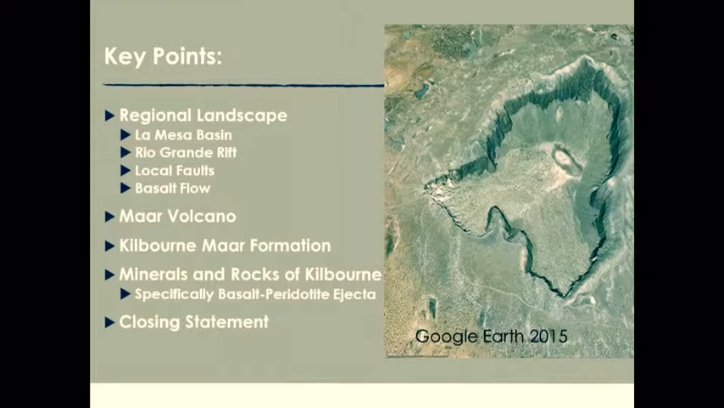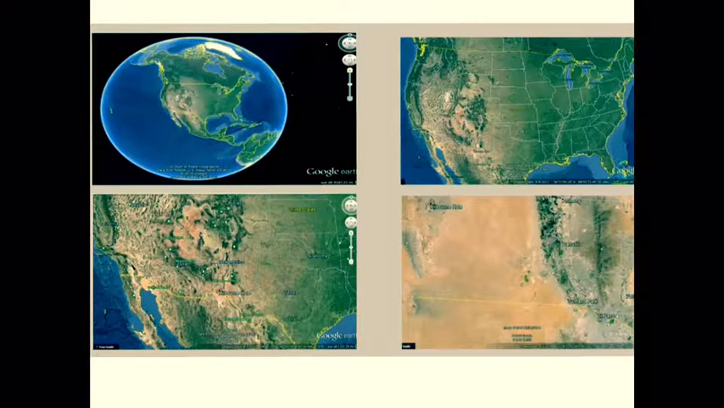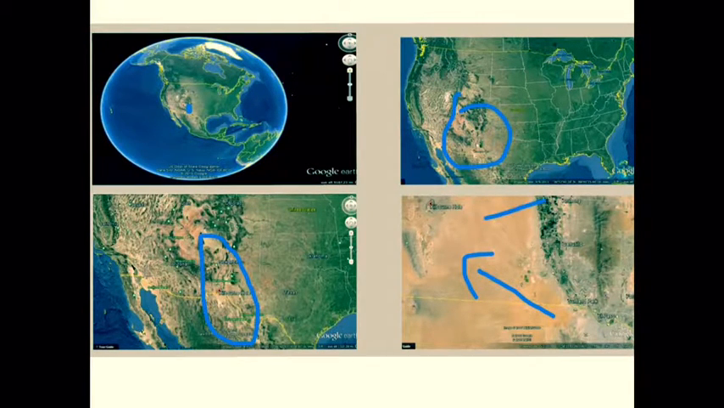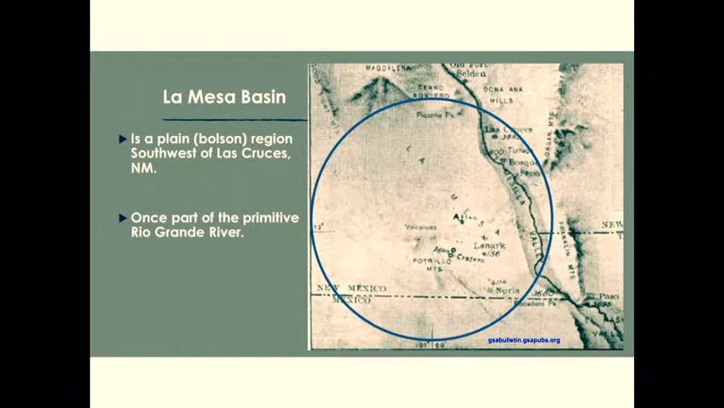So let's get started. Kilbourne Hole is located in the southwest region of the United States. Found within the state of New Mexico, lies within the Chihuahuan Desert. It's northwest of El Paso, Texas, and southwest of Las Cruces, New Mexico. Kilbourne Hole is located in the southern part of the state of New Mexico. It lies within a basin called La Mesa.